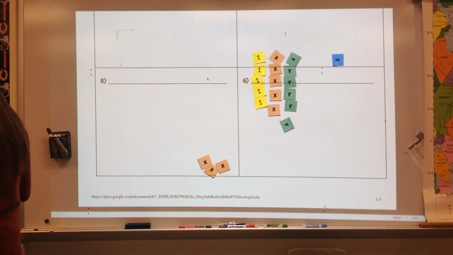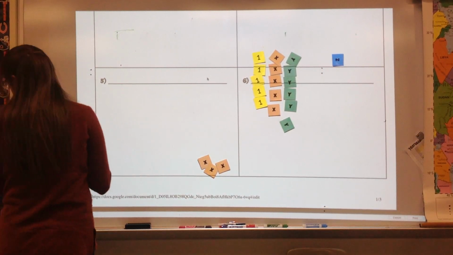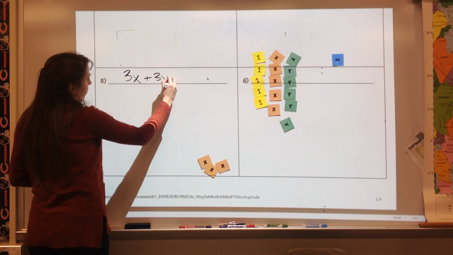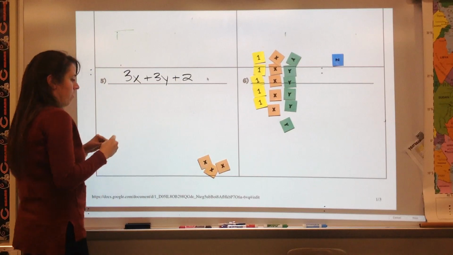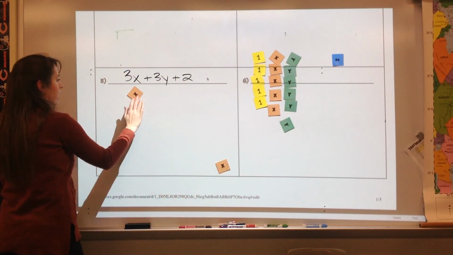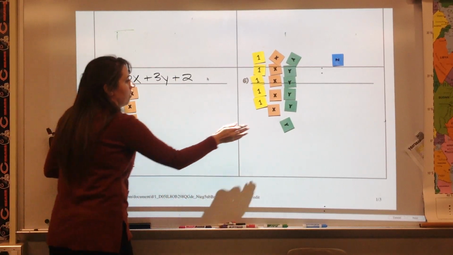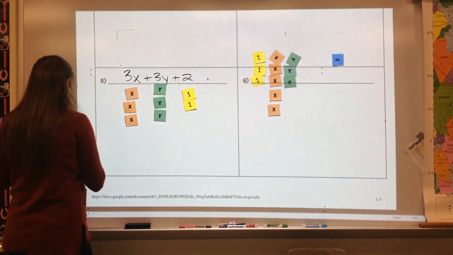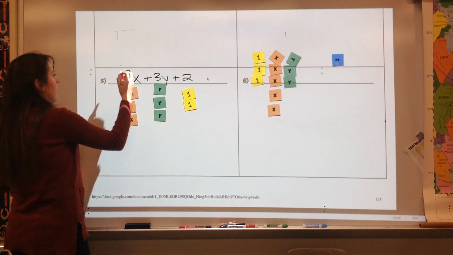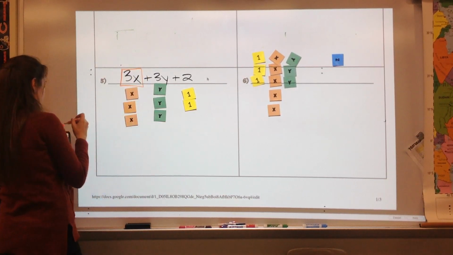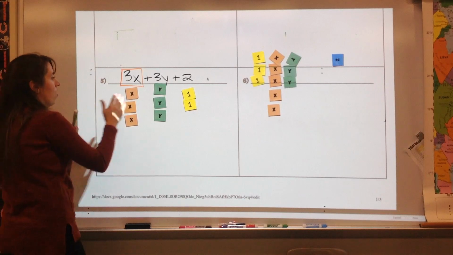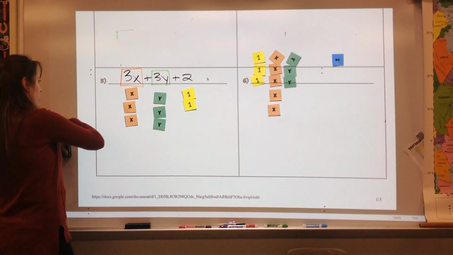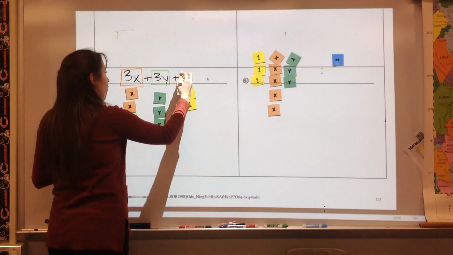Okay, number 5. 3x plus 3y plus 2. So let's visualize it here. We've got 3 x's, we've got 3 y's, and we have 2. I'm going to highlight accordingly. So x is in orange, y's in green, 2's in yellow.